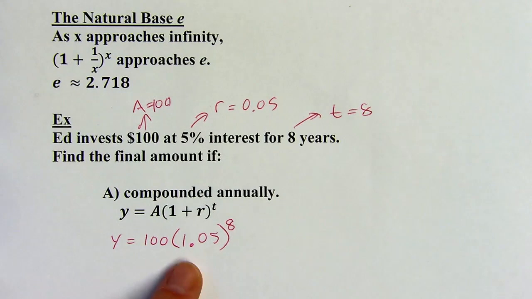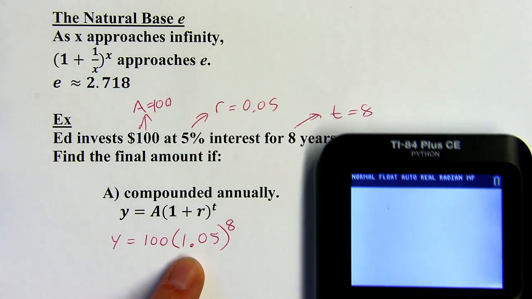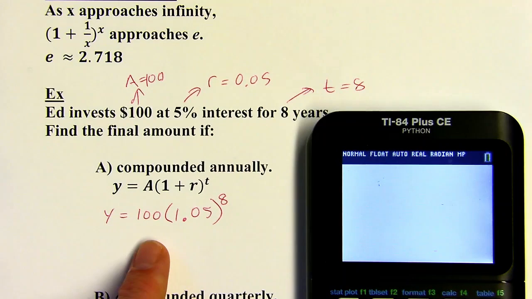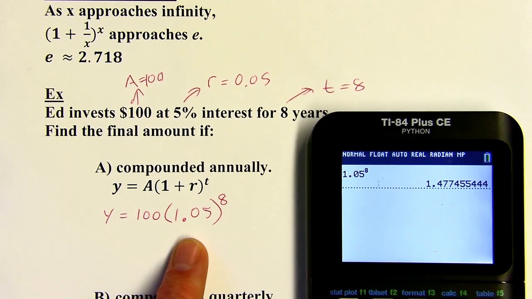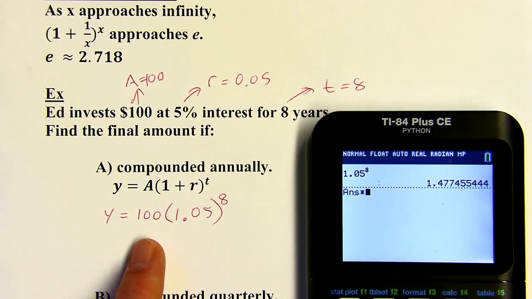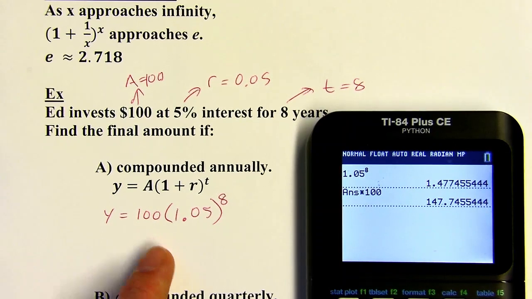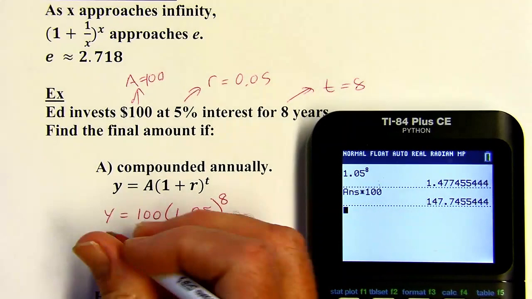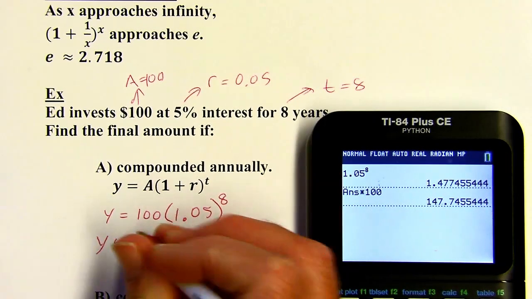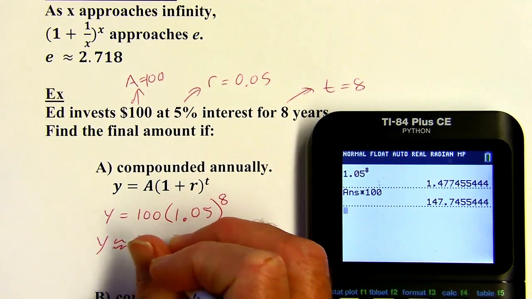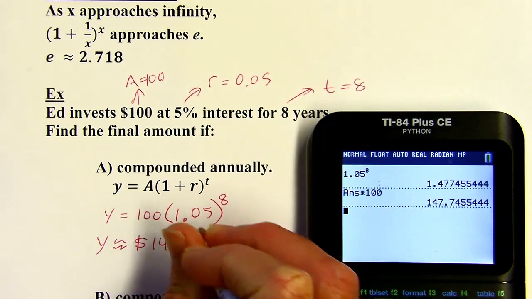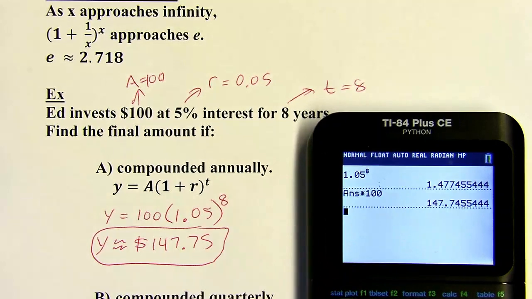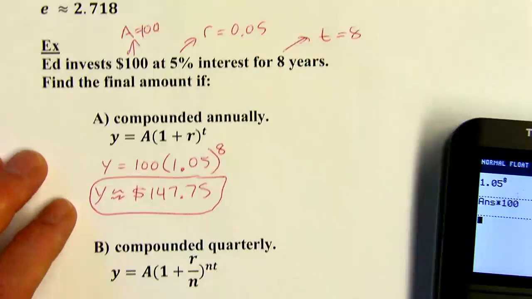Now I want to simplify this with my calculator. Make sure you do the exponent before the multiplication, right? So you want to take 1.05 and raise it to the 8th first. Otherwise, you wouldn't be following PEMDAS and you're going to get the wrong answer. Then the final thing, multiply by 100. And this is money, so I'm going to round to the nearest cent. So I've got roughly $147.75. Okay. So that's when we're compounding once per year.